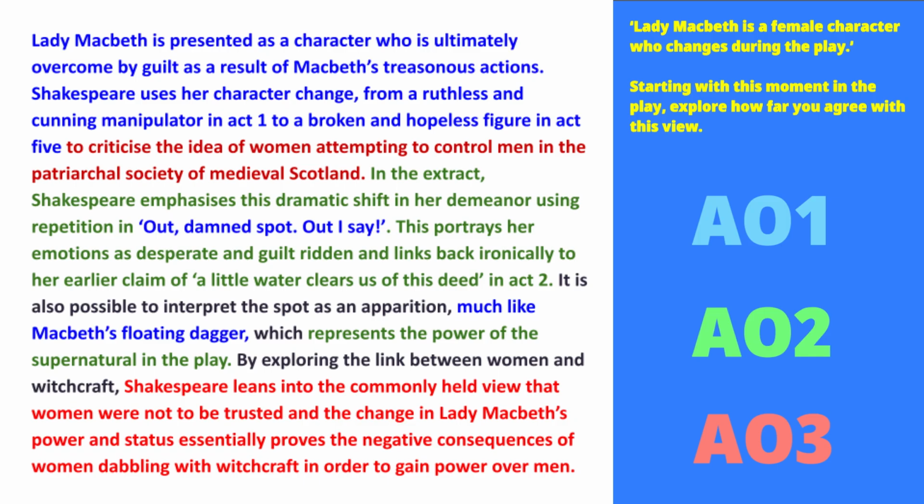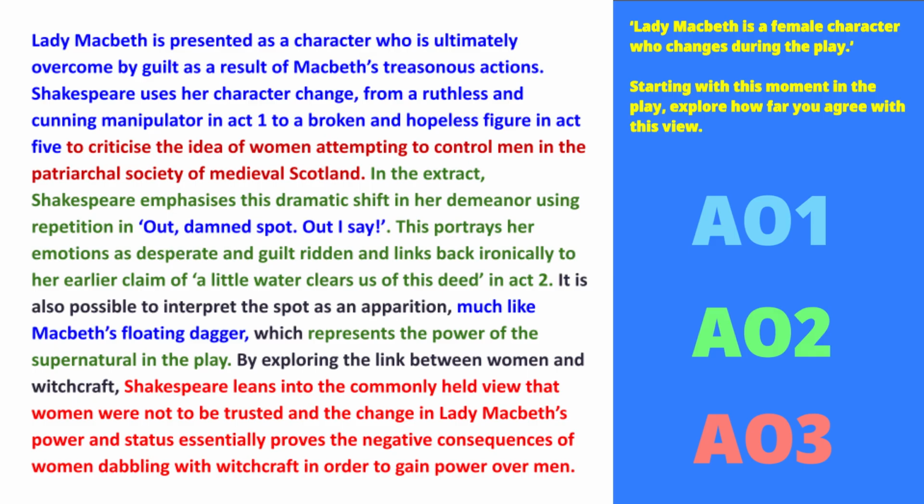Lady Macbeth is presented as a character who is ultimately overcome by guilt as a result of Macbeth's treasonous actions. Shakespeare uses her character change from a ruthless and cunning manipulator in Act 1 to a broken and hopeless figure in Act 5. Then note how AO3 context marks are obtained through a relevant link to the idea of patriarchy, to criticise the idea of women attempting to control men in the patriarchal society of medieval Scotland.